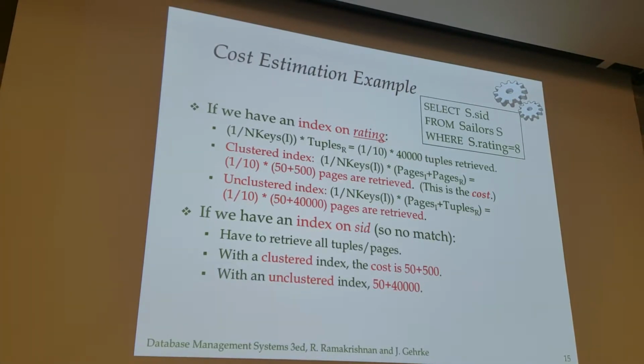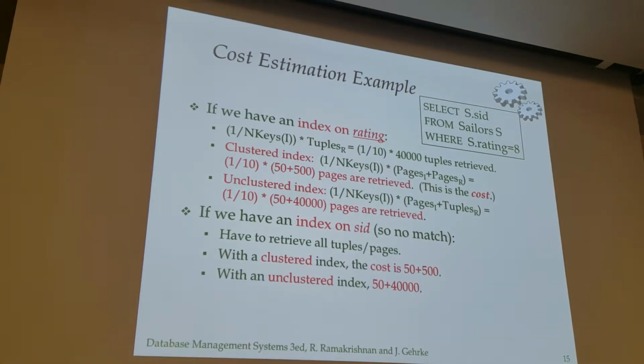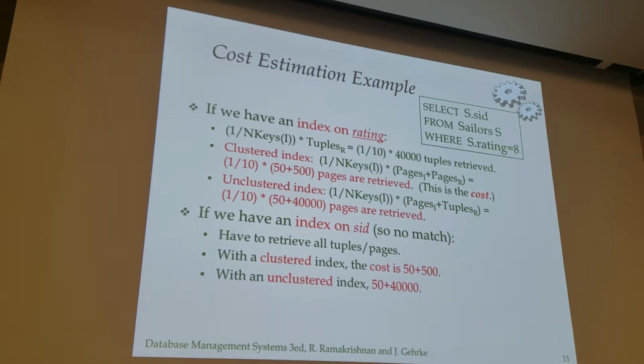With an unclustered index, it would be this thing with the 50 plus 40,000. And of course, if you just do a straight file scan, it'll just be 500, which is even better than with a clustered index if you want to be able to retrieve everything. Since you don't have any predicates on SID, you are going to have to get all the tuples. So never forget about file scan.